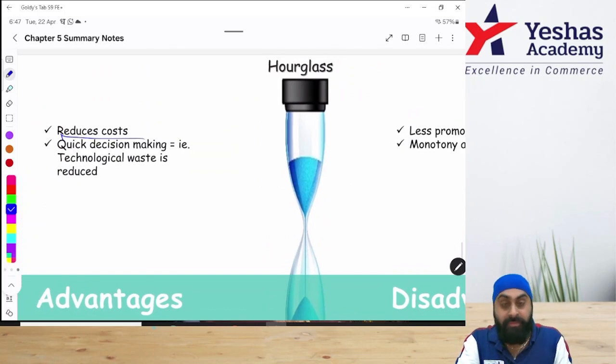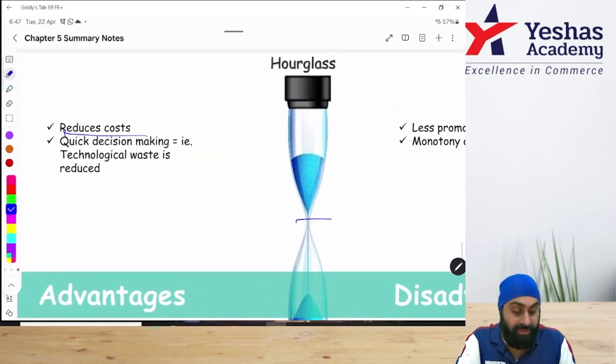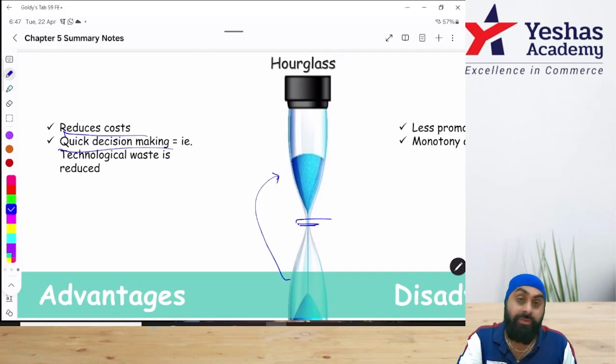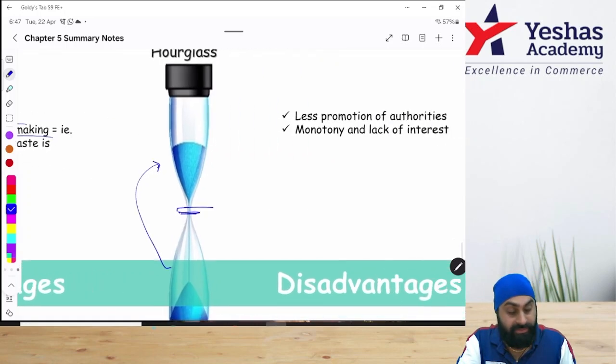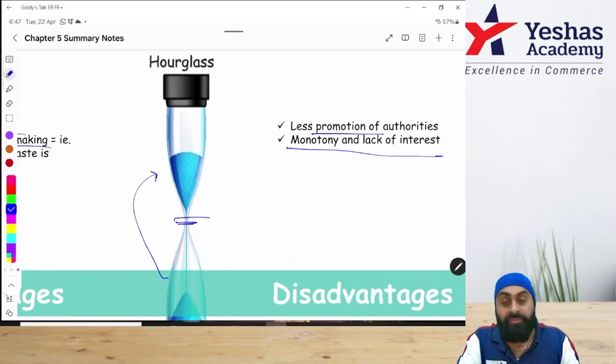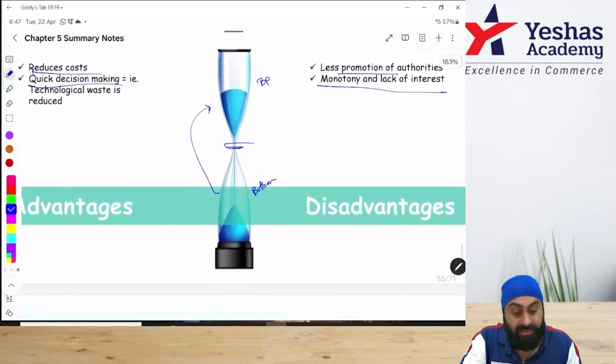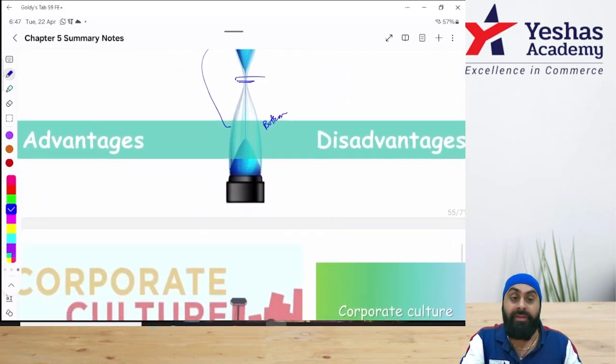Advantages, sorry, there will be less cost because there is no middle level. Quick decision making, because the bottom level can easily talk to the top level management. So there will be quick decision making. Since there is no middle level, since there is less of a ladder, there are fewer promotional opportunities. And there is monotony, because the top level knows what the bottom level work is, and almost they are working on the same work. Not the level is the same, but the work is the same. So it is monotony and lack of interest.